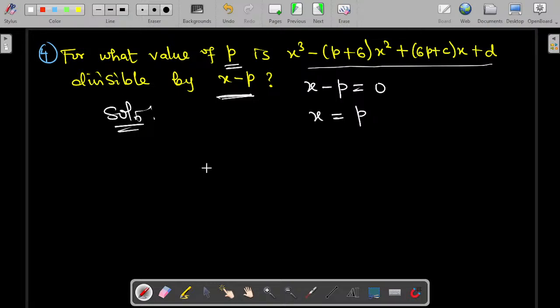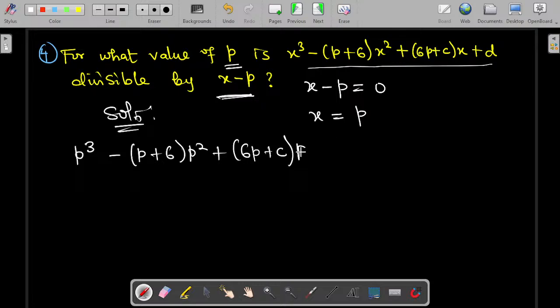So let's quickly do. We are going to substitute our x as p here. So anywhere I see x, I'll remove it and put p. So I will have p raised to power 3 minus p plus 6 into bracket. I will remove this x and put p. So I will have p squared plus 6p plus c multiplied by, I will remove this x and attach another p, then plus d.